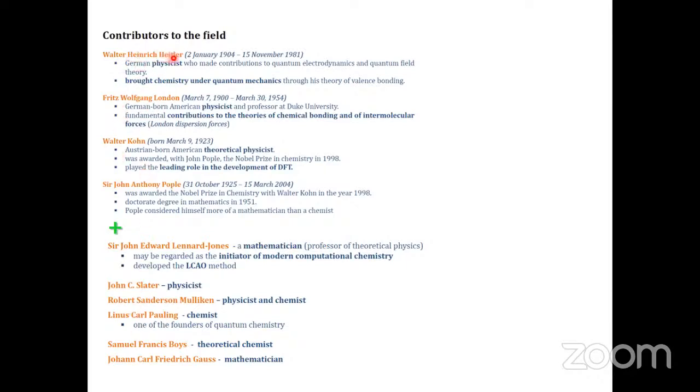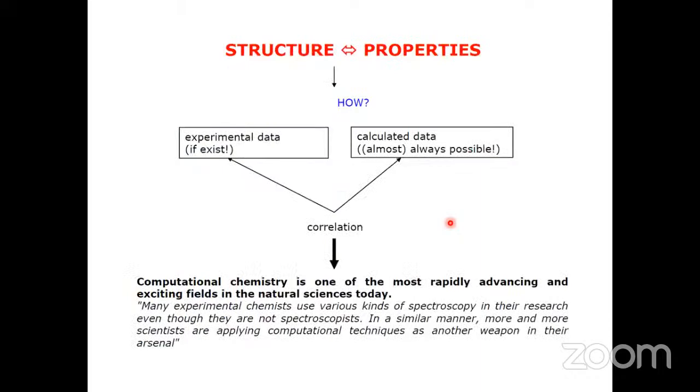You all know Hückel, who proposed a very important technique on interactions. Then London, Kohn-Sham orbital is very important. Then Pople, who proposed certain electron density computations. Then the Lennard-Jones potential, a very important potential, and the one who developed the linear combination of atomic orbital methods. Slater, Mulliken, Pauling, Boys, and Gauss. All these workers have contributed significantly to the development of computational chemistry.